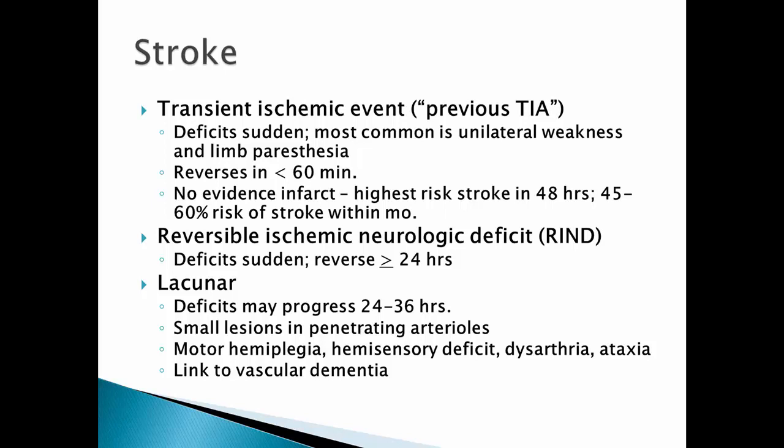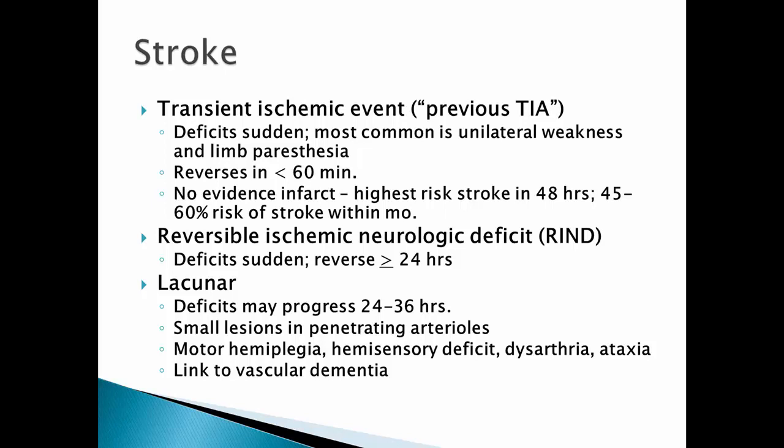So let's talk about some very specific types of stroke and events that happen with altered circulation. First thing we'll talk about is a transient ischemic event. Now, this used to be called a TIA, or a transient ischemic attack. This is one time we're starting to call it an event because, again, we're trying to clarify some of the terminology. So with a transient ischemic event, the individual has a sudden neurologic deficit, and the most common deficits that occur with a TIE or the old TIA are unilateral weakness and paresthesia.